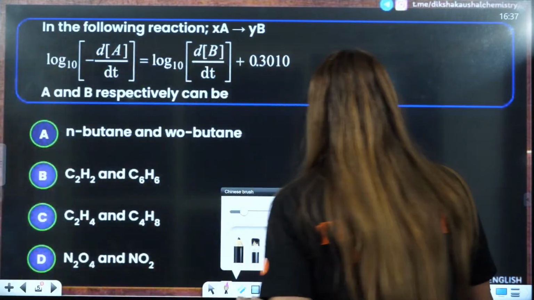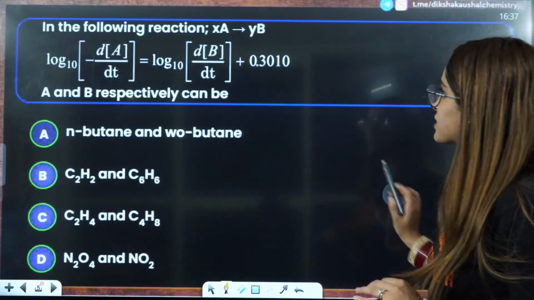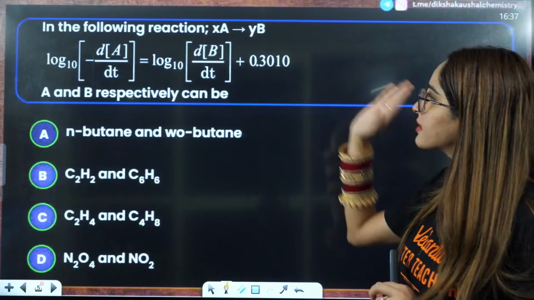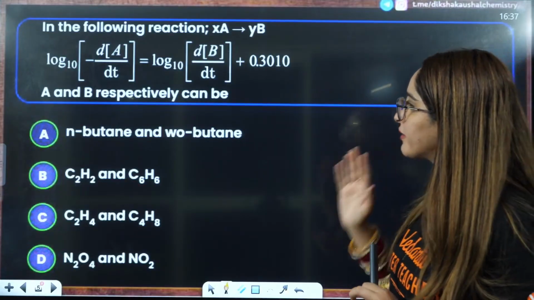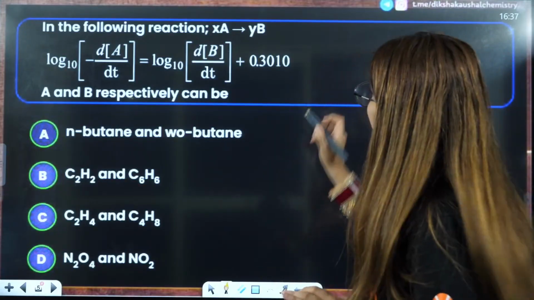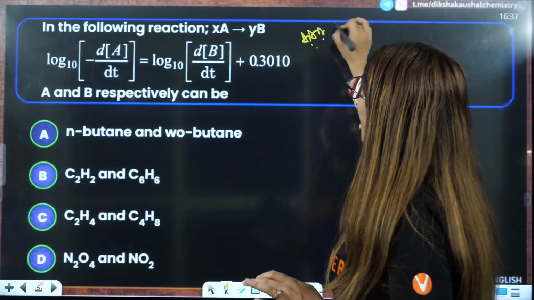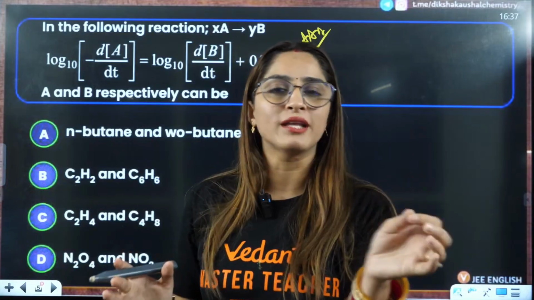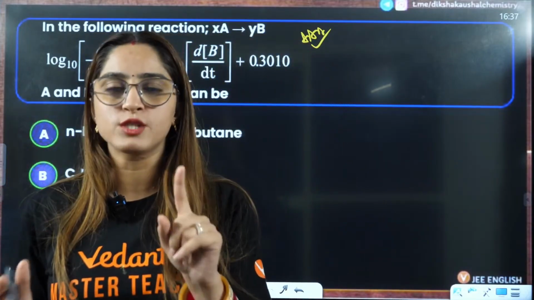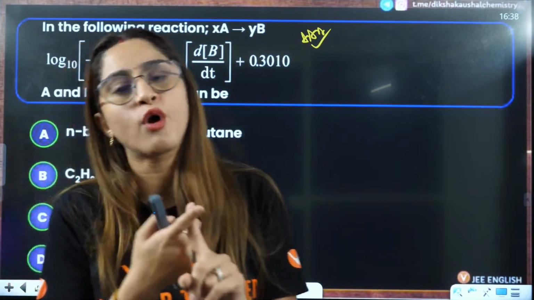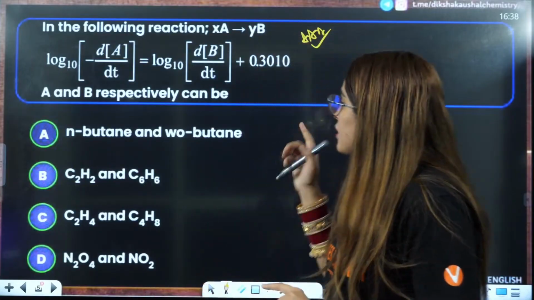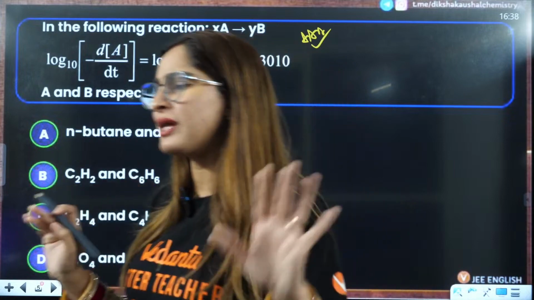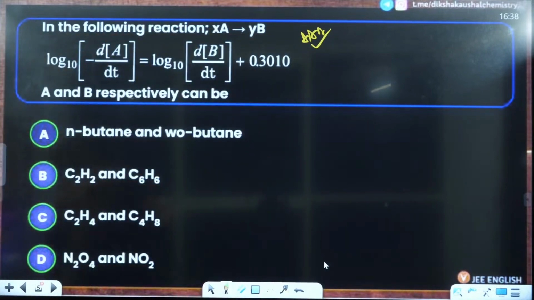Next is: in the following reaction, some reaction is given to you, XA to YB. A and B respectively can be. This is a very interesting question. First thing, I'll tell you, this is a mixture of two things. One is from physical chemistry, one is from organic chemistry, right? So from physical chemistry, which chapter is this from? You can easily guess that.